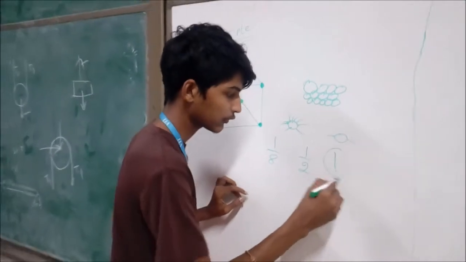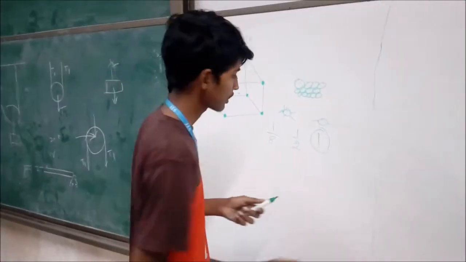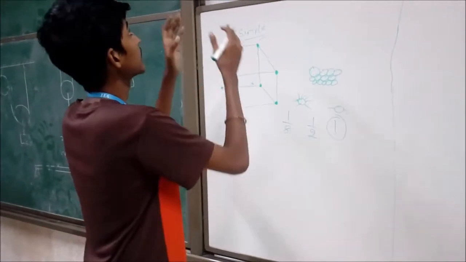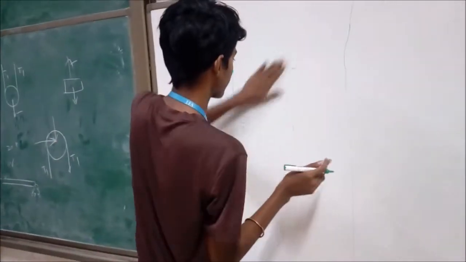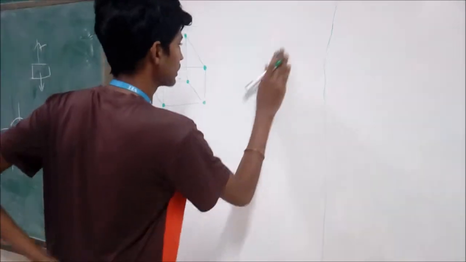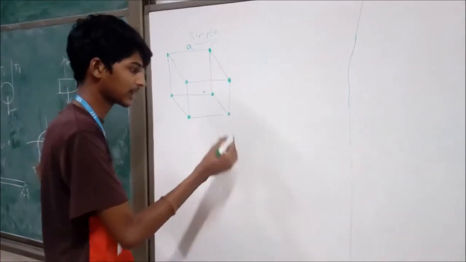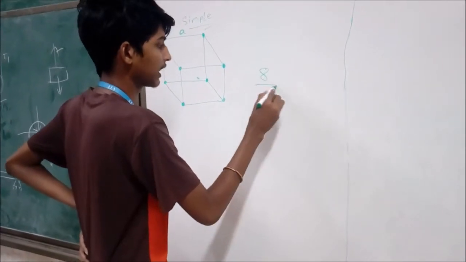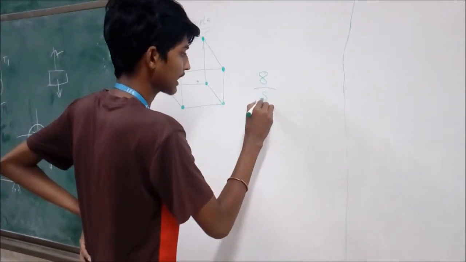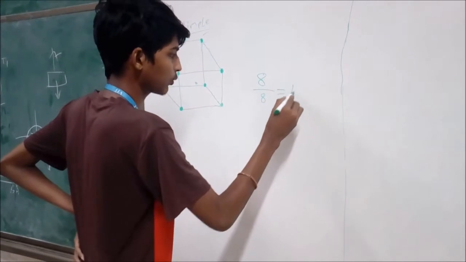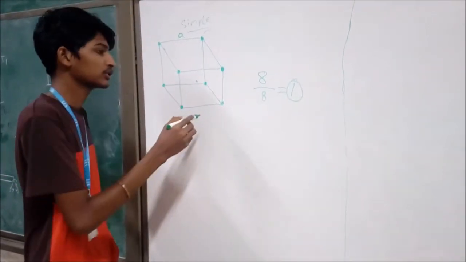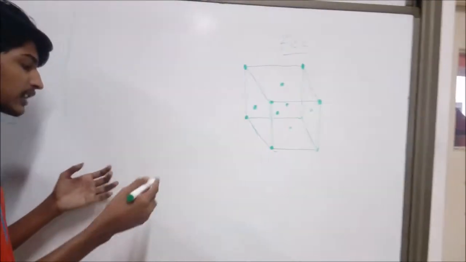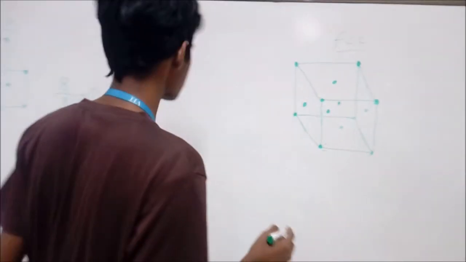So it will be contributing fully, that is 1. So now let us see how many atoms are actually contributing in each type of unit cell. Take an FCC. As you can see, in an FCC there are 8 atoms, but all are at the corners. So it becomes 8 by 8, which is 1. So in a simple unit cell there is only one atom to count, as there is only one atom in the entire simple unit cell.